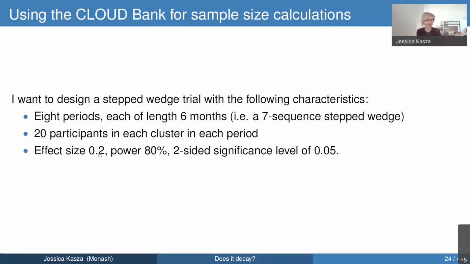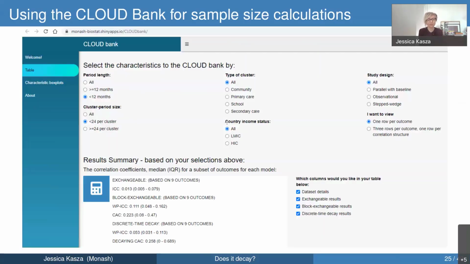I'd like to detect an effect size of 0.2 with 80% power and a two-sided significance level of 0.05. So this last bullet point will come in handy later when we actually do our sample size calculation. But for now, we want a 7-sequence stepped wedge with 20 participants in each cluster period with periods of length 6 months. So if you go to the Cloud Bank website, you'll be presented with something like this.